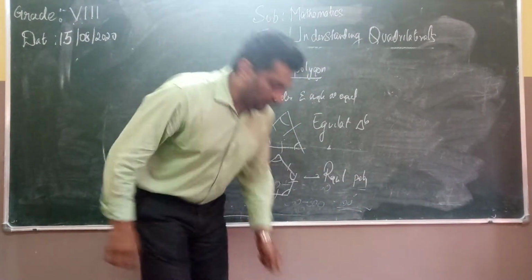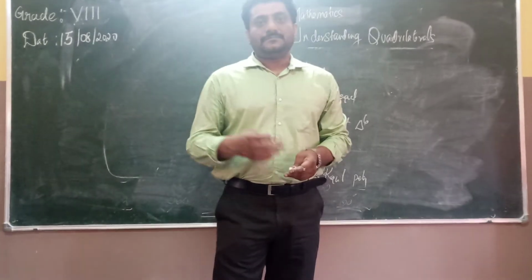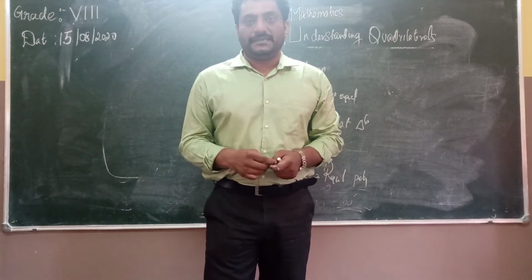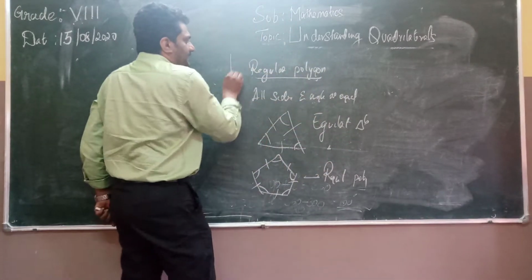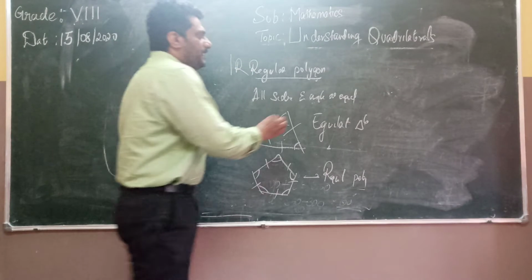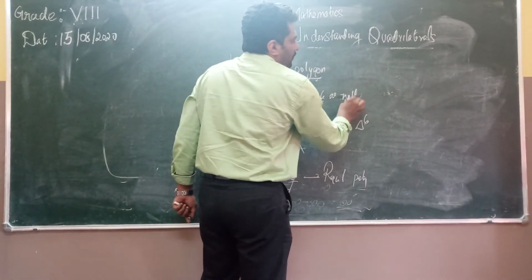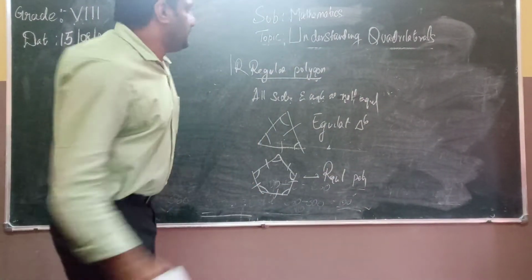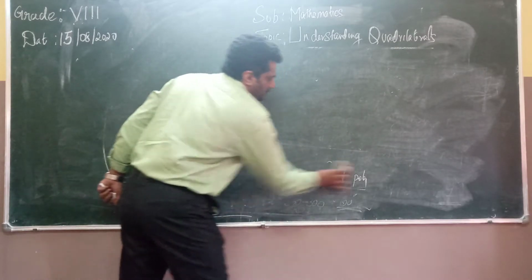Now one question for you. In a quadrilateral, if all the sides are equal and all the angles are equal, what do you call that? That is a question for you. And if I say irregular, that means all sides and angles are not equal. This is about regular and irregular polygon.